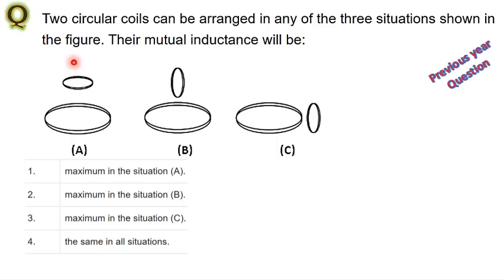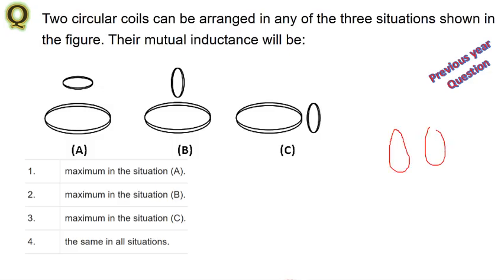This question is concept oriented. Two circular coils can be arranged in any of these three situations in the figure. In which arrangement, A, B or C, will the mutual induction be maximum? The main concept here is the flux linkage between the two coils. What do we mean by mutual induction?